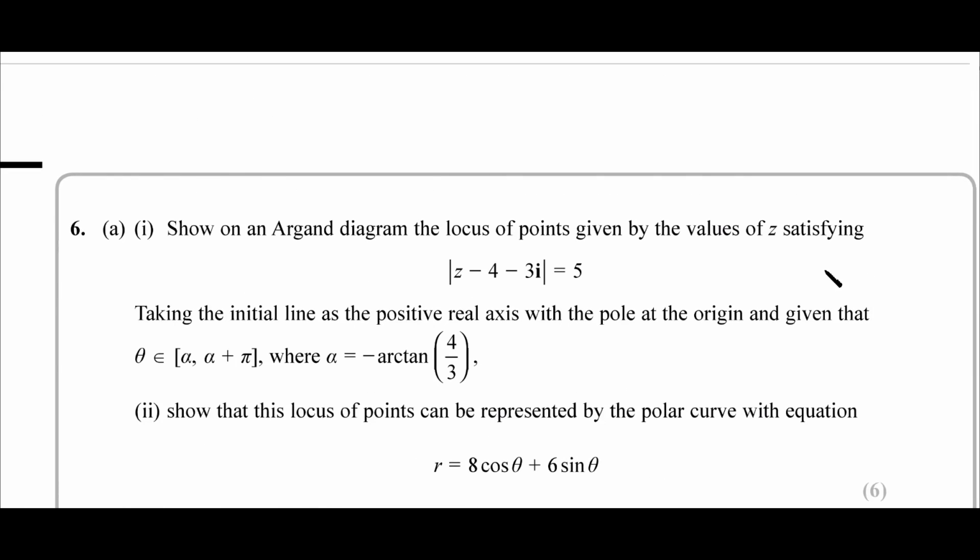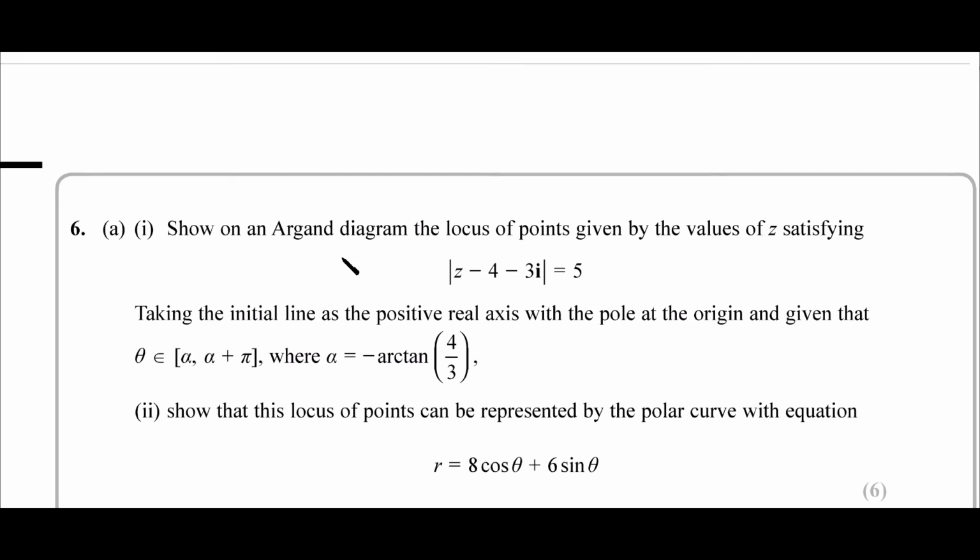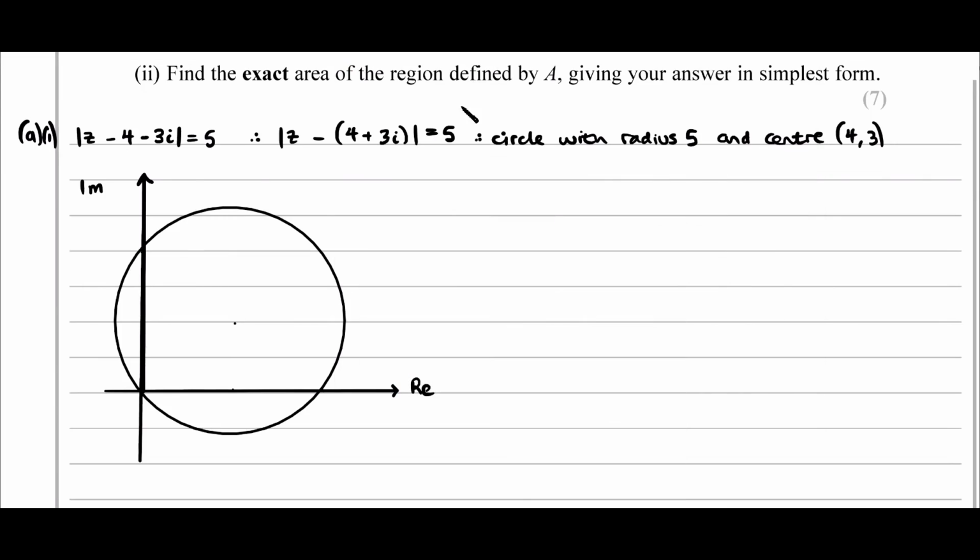And for the next part, taking the initial line as the positive real axis with the pole at the origin. Sorry, we've still not finished the first part. We have to now sketch this. So I will draw on a quick set of axes. So that's the first part done. We have a circle with center 4, 3. And that's literally all we have to do.